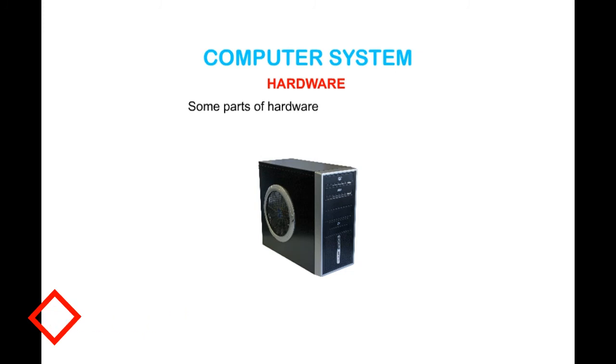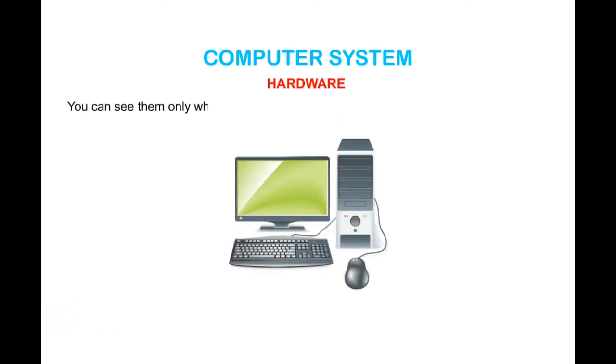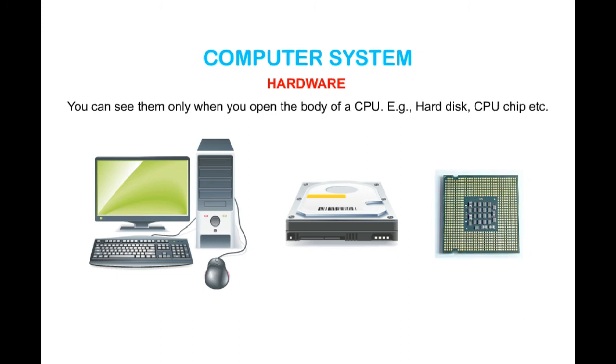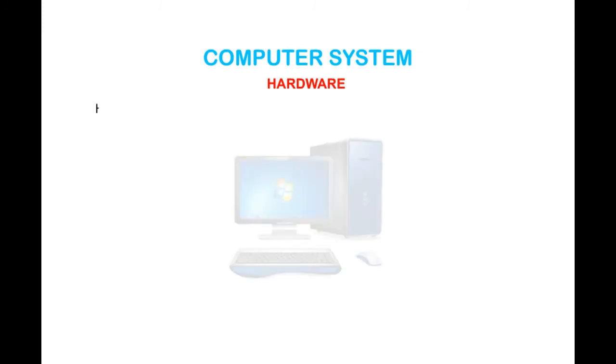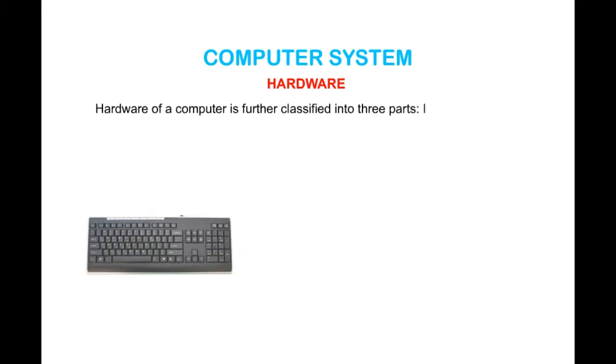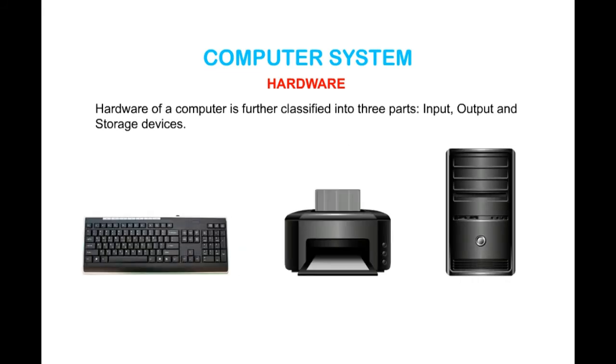Some parts of hardware are inside the CPU. You can see them only when you open the body of a CPU. Example, hard disk, CPU chip, etc. Hardware of a computer is further classified into three parts: input, output, and storage devices.